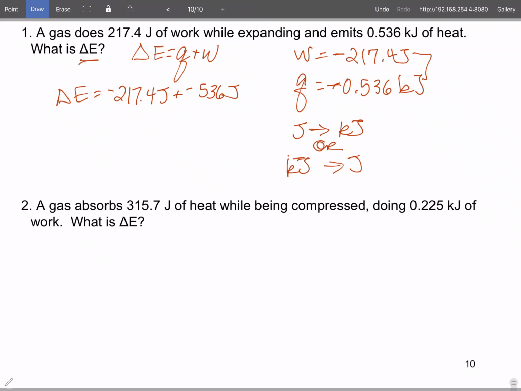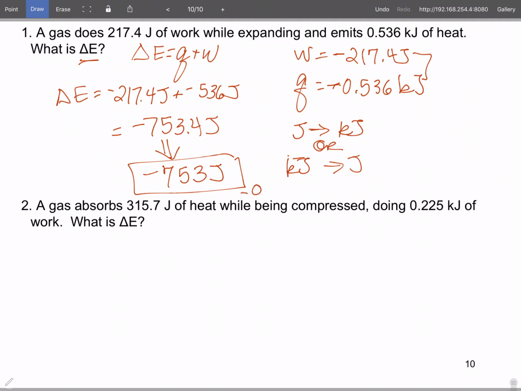That means that delta E is negative 753.4 joules. But if we're looking at significant figures, we have the least number of decimals because we're adding and subtracting. So we would report it as a negative 753 joules. If we were in kilojoules, it'd be negative 0.753 kilojoules. Does it matter which one we pick? No, as long as it's not specified. In D2L, it will be specified. Because, as y'all have figured out, D2L is not friendly with weird numbers.